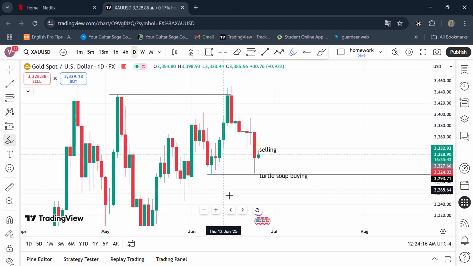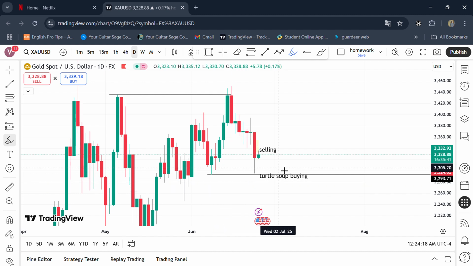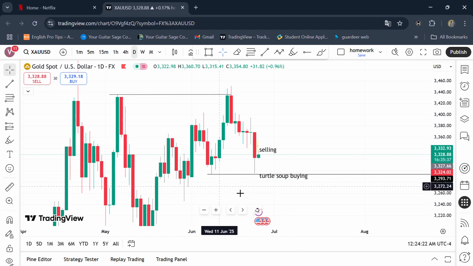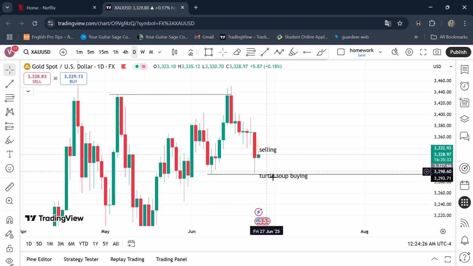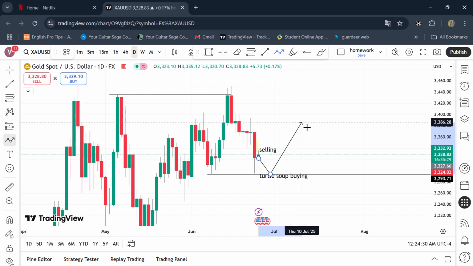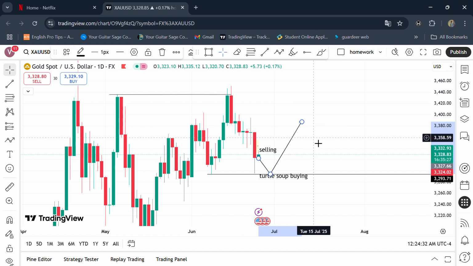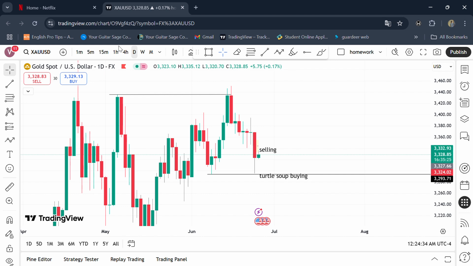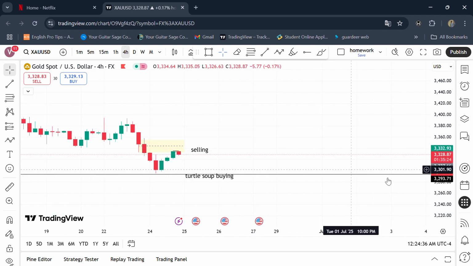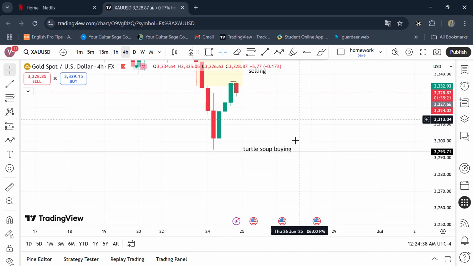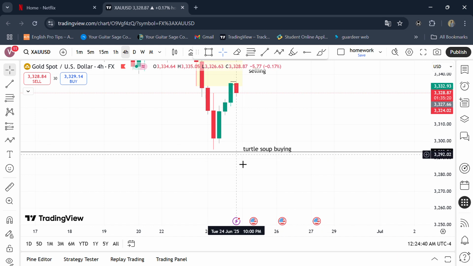if the only place for price to go upwards from here is if it grabs this liquidity from this swing low and then moves upward. So these are the two conditions, and the buying will occur as a result of turtle soup being formed.